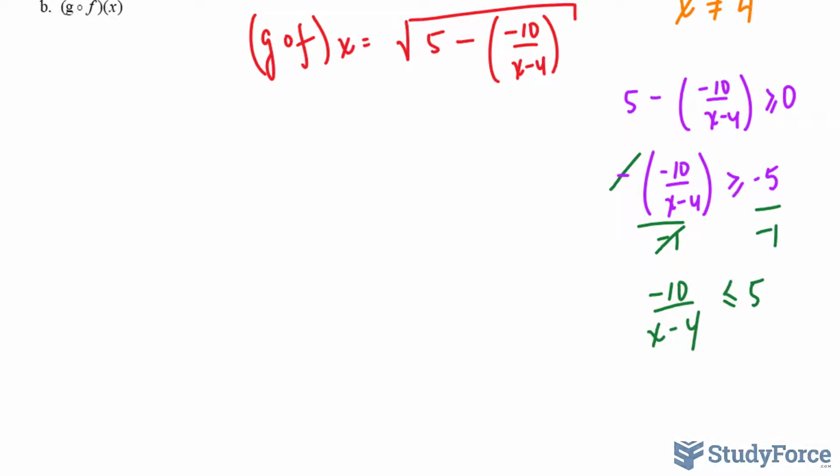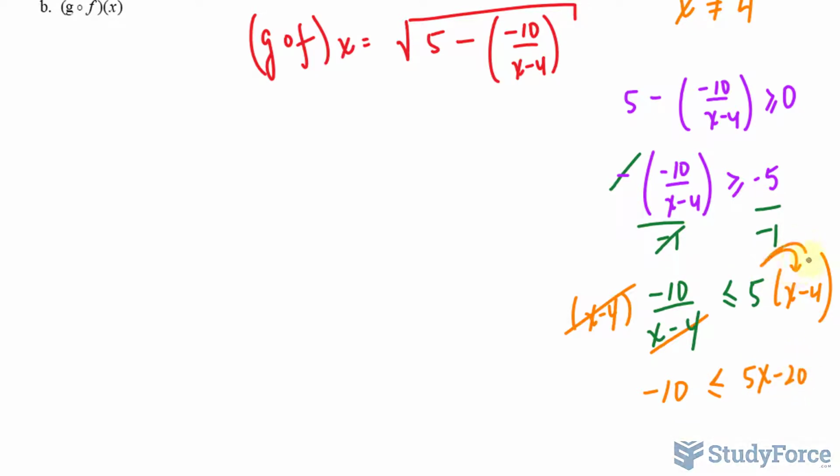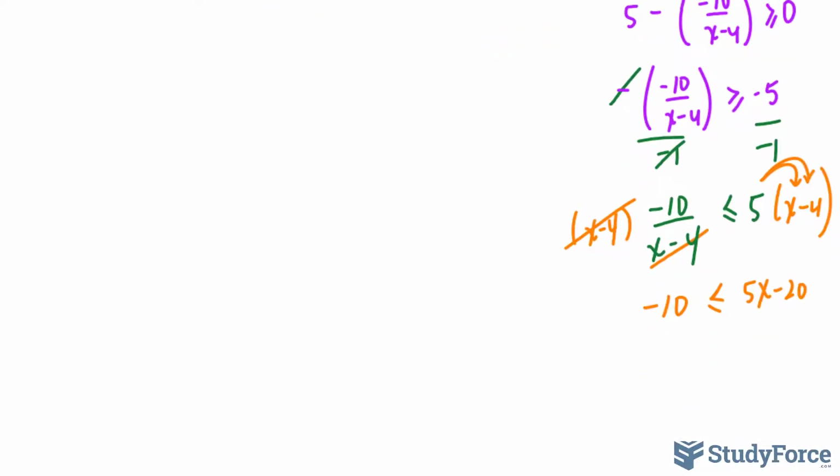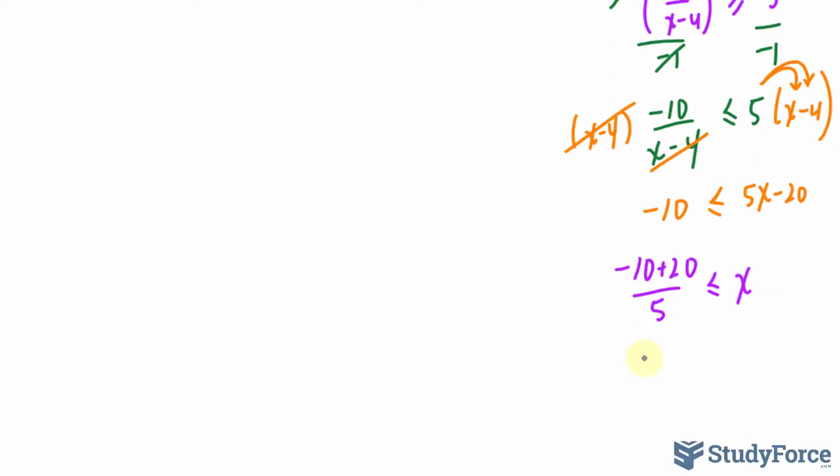I need to solve for x, so I'll multiply both sides by what's in the denominator. That will get rid of the denominator, making it easier. Negative 10 less than or equal to 5x minus 20. I expanded. Bringing the negative 20 over gives me negative 10 plus 20 over 5 less than or equal to x. And all of that becomes 2 less than or equal to x.